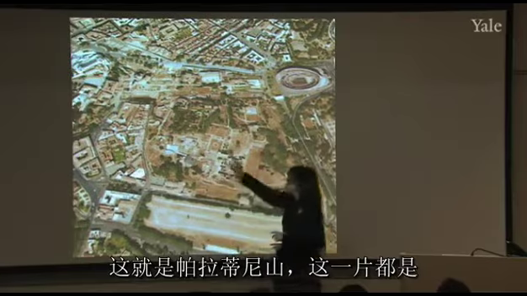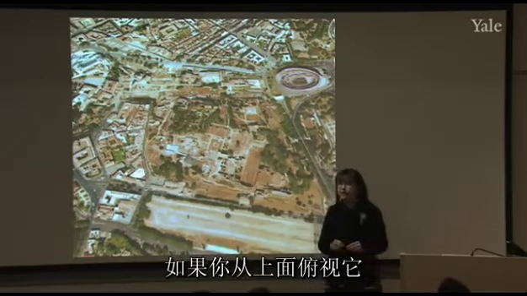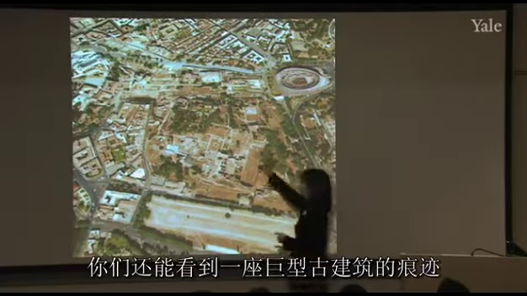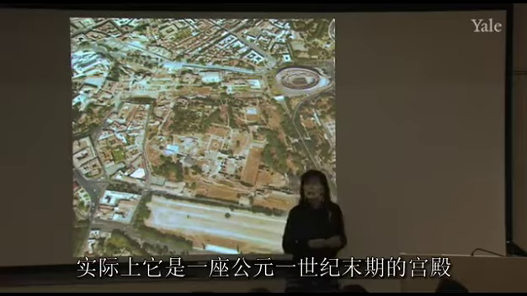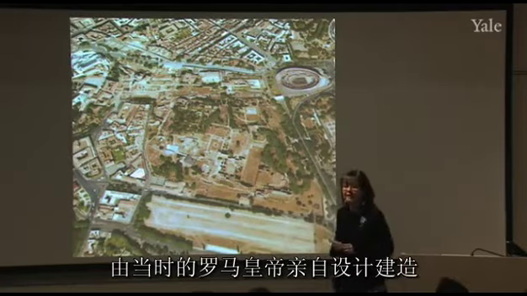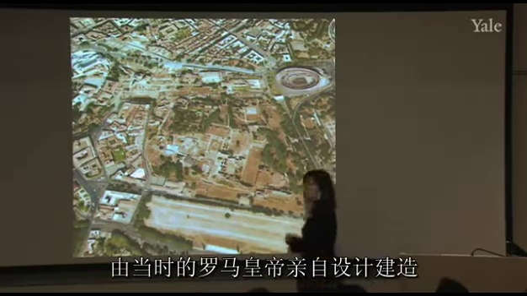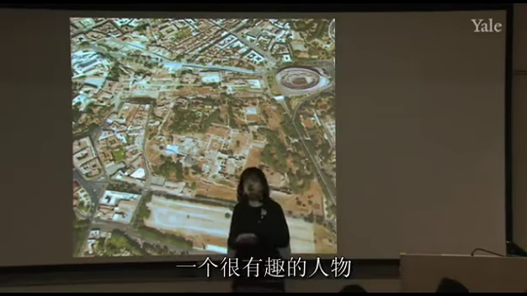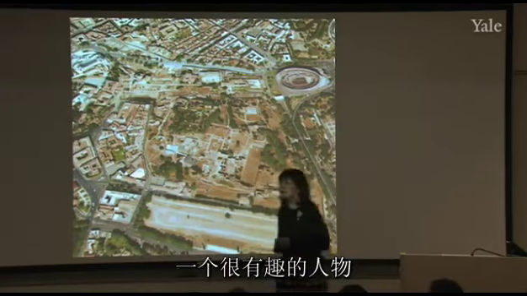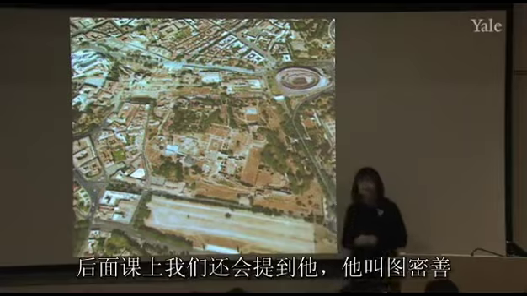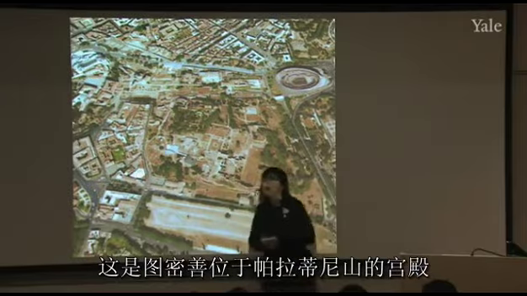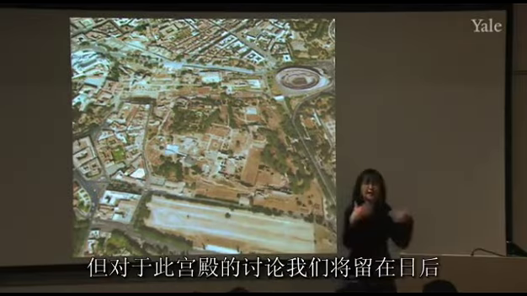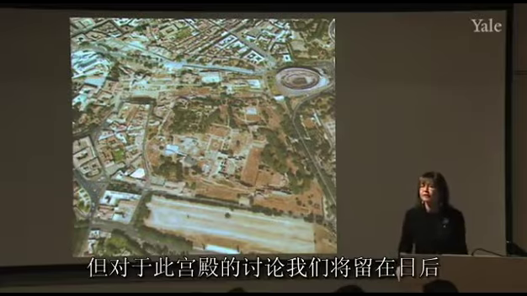The hill in question right now is the Palatine Hill, and this is the Palatine Hill, all of this area here. And as you look down on it, you will see the remains of a colossal structure, which is actually a late 1st century AD palace that was designed under the direction of the Emperor of Rome at that particular time, a very colorful character that we'll talk about in some detail later in the term, by the name of Domitian. This is Domitian's palace on the Palatine Hill.